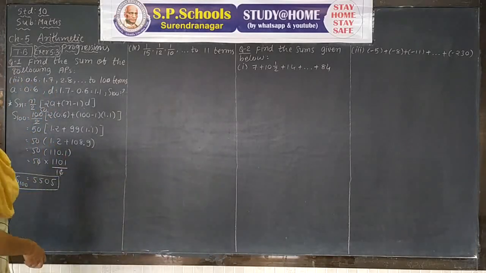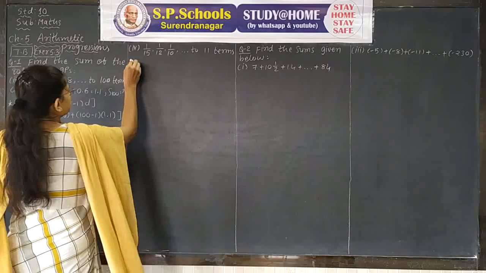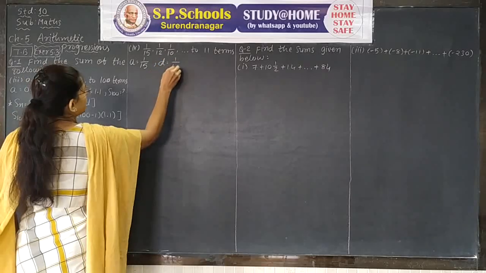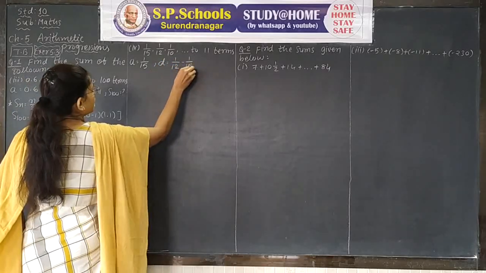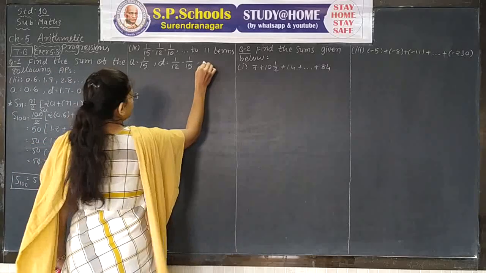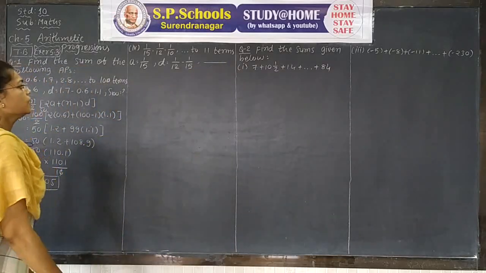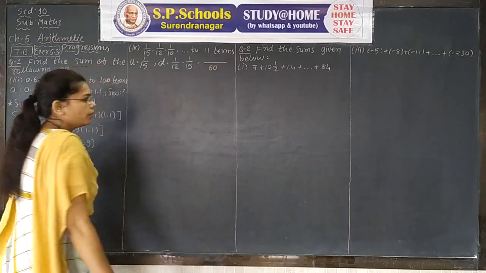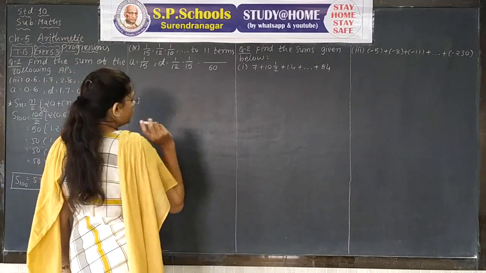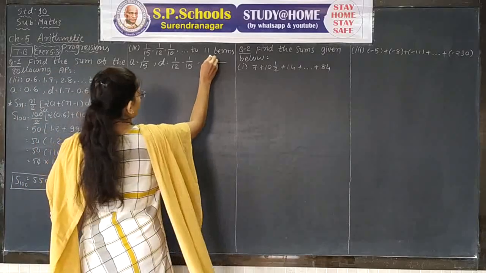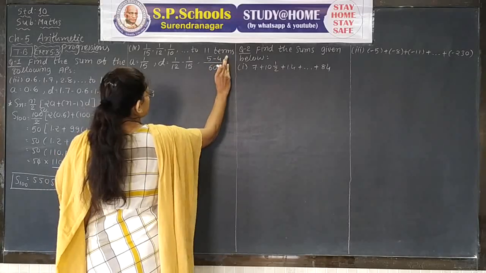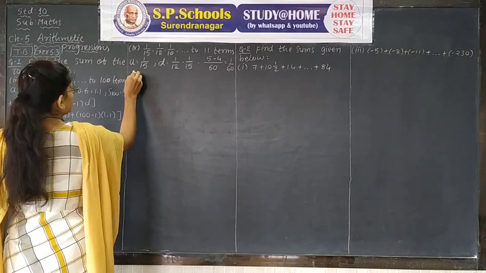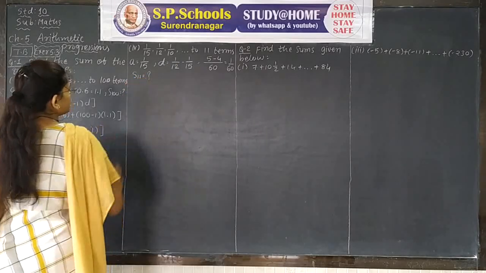In the same way we are solving the next one. First term a is equal to 1 upon 15. Common difference d is 1 upon 12 minus 1 upon 15. First of all, take the LCM here. The LCM is 60, as we know how to find LCM from our chapter number 1. 5 minus 4 is equal to 1 upon 60, which is the common difference, and we need the sum of the first 11 terms, S11 is equal to question mark.